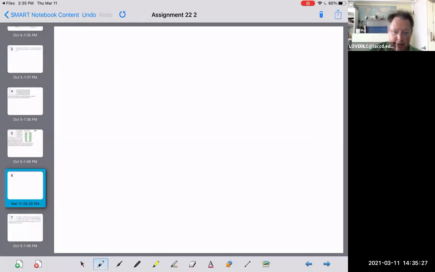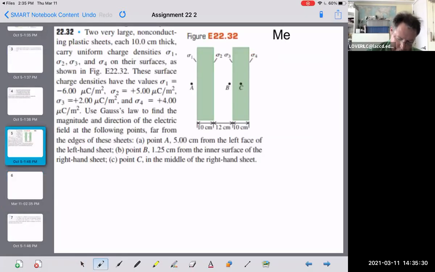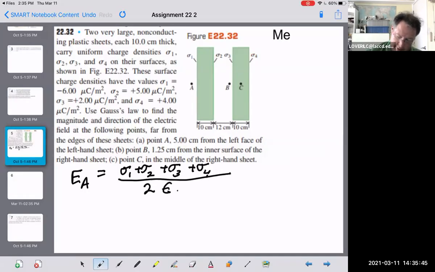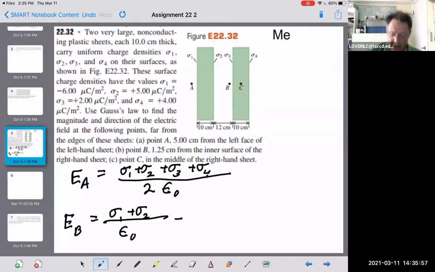All right, I remember the results. EA was equal to sigma 1 plus sigma 2 plus sigma 3 plus sigma 4 over 2 epsilon naught, and EB was equal to sigma 1 plus sigma 2 over just epsilon naught minus EA, but that is sigma 1 plus sigma 2 plus sigma 3 plus sigma 4 all over epsilon naught.